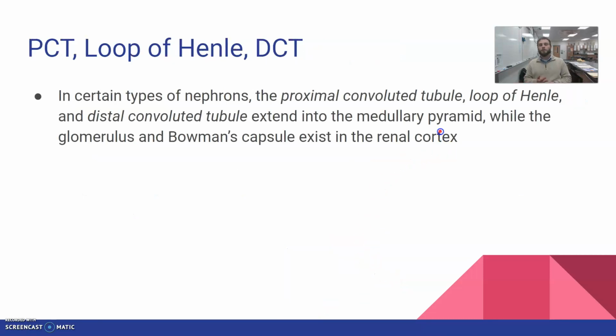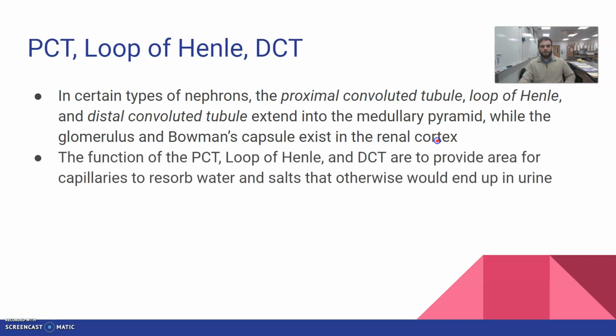So the proximal convoluted tubule, loop of Henle, and distal convoluted tubule are going to sometimes extend into the medullary pyramid, while the other structures, glomerulus and Bowman's capsule, are going to exist in the renal cortex. Remember that cortex being the very thin outer layer of the kidney. But the function of the PCT, loop of Henle, and DCT are to create a lot of surface area and a lot of time and option for capillaries that are wrapped around the loop of Henle to be able to reabsorb water and salts that otherwise would end up in your urine.